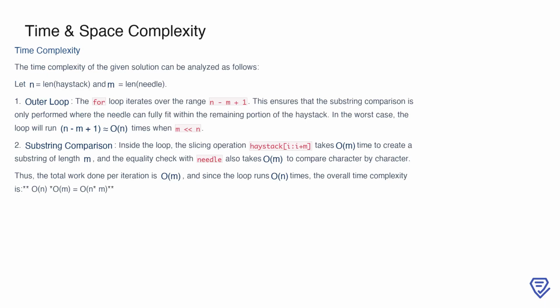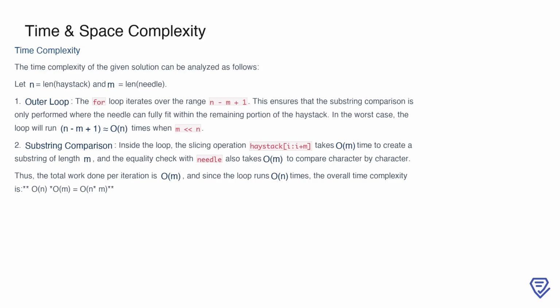To analyze the time complexity of this solution, let's break it down step by step. First, let's define some terms. Let n represent the length of the haystack and m represent the length of the needle. The outer for loop is designed to iterate over the range from 0 to n - m + 1. This ensures that we only check positions in the haystack where the needle can fully fit. In the worst case, this loop will execute approximately n times if m is much smaller than n.